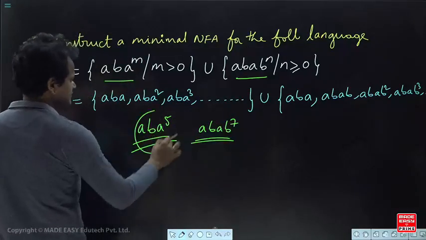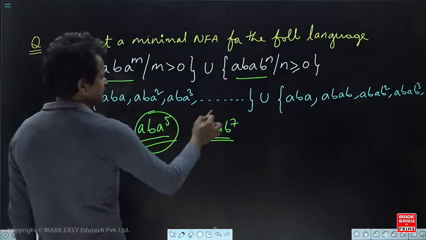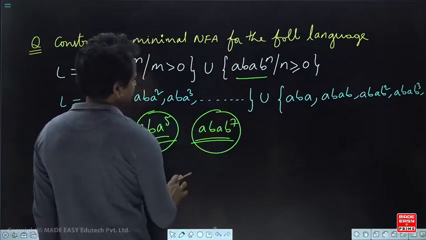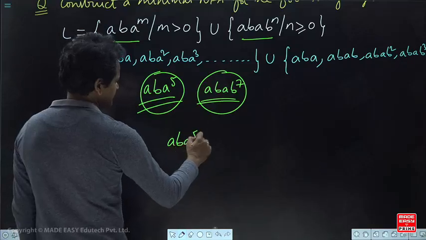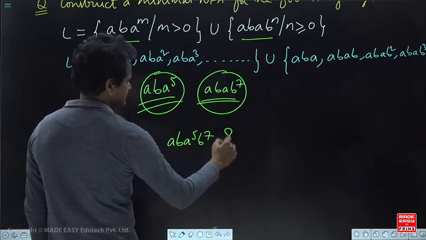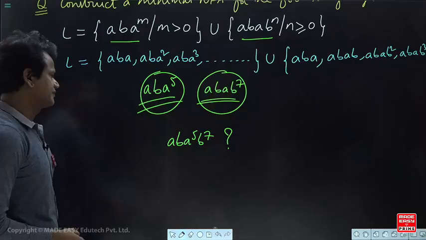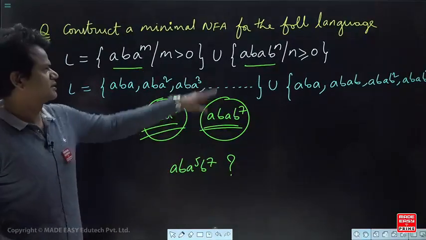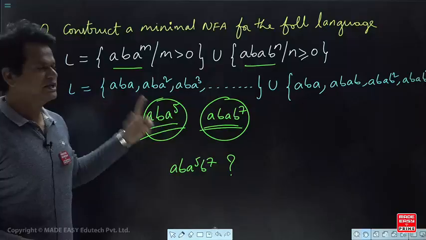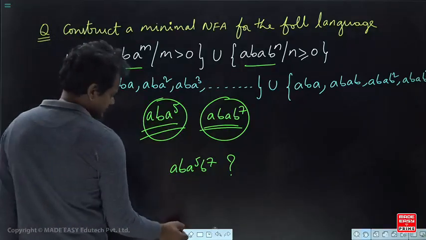Now, if I give this one, it belongs to the first part. If I give this one, it belongs to the second part. If I give this one, A power 5 B power 7, which part does it belong to? This part or that part? No one.